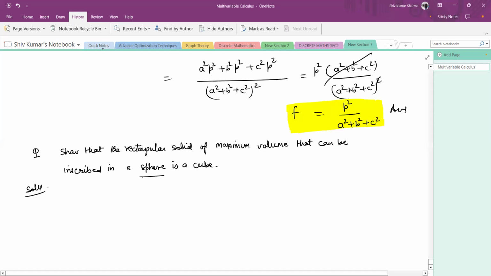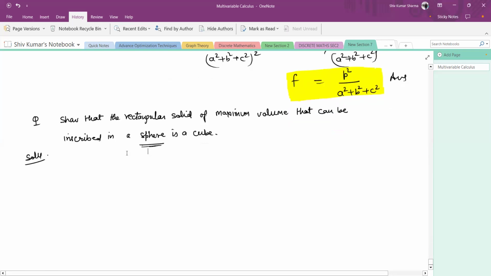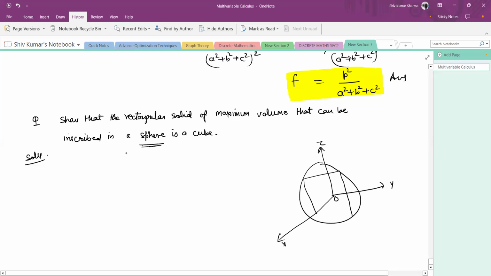Sphere means we have a three-dimensional shape, that is x square plus y square plus z square equal to r square, whose center is the origin. So we just consider that. We can understand through a figure. This is our sphere, and we take the axes. This is the origin. We consider this as the y-axis, this is the z-axis, and this is our x-axis, and a rectangular solid that can be inscribed in the sphere. So this is a rectangular solid.